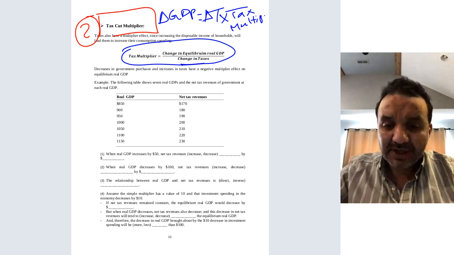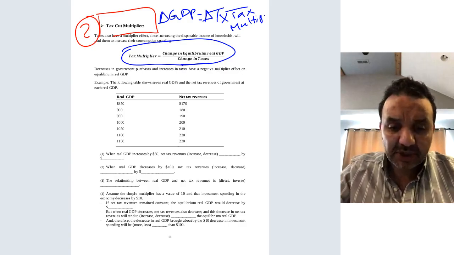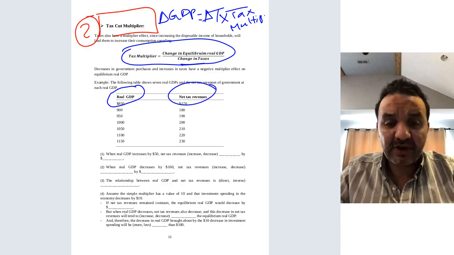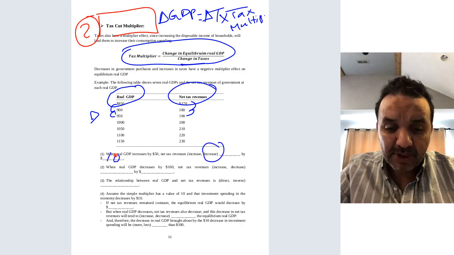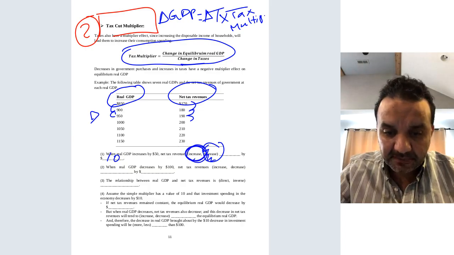Okay, let's do this question quickly. It's an easy question. Here I'm giving different numbers of GDP with different numbers of tax revenues. Question number 1 says when GDP increased by 50, as you can see, from 900 to 950, so the change is 50. What happens to the net tax revenue? As you can see, it decreased by 10. Yes, 190. Okay, I'm sorry, it's my bad. It's an increase. So the tax revenue increases by 10.